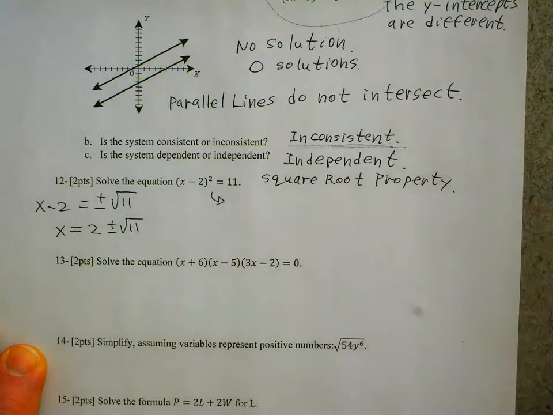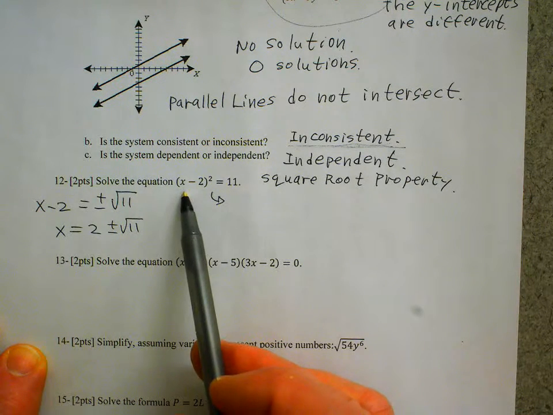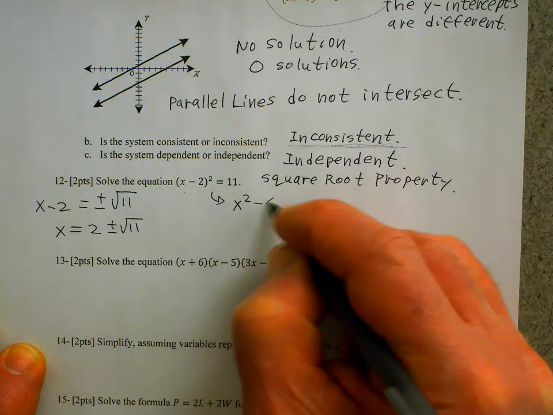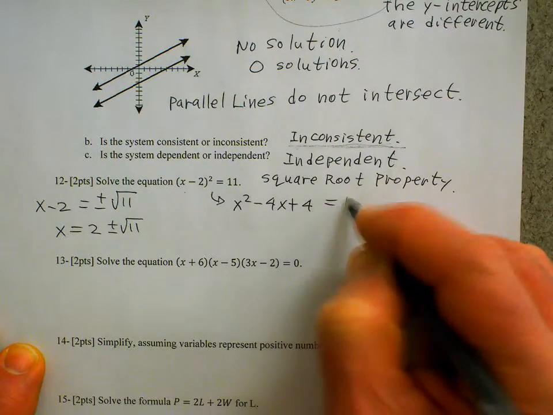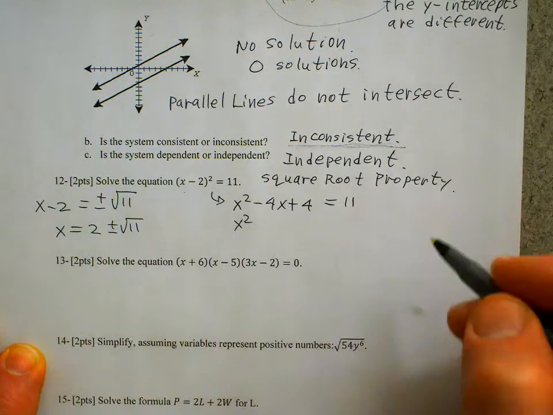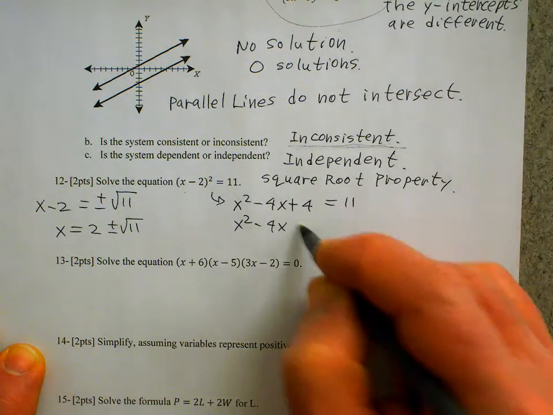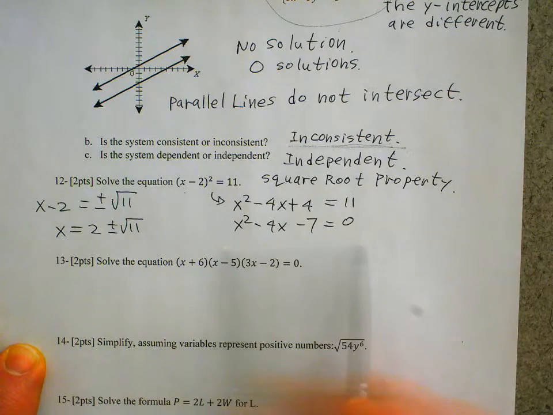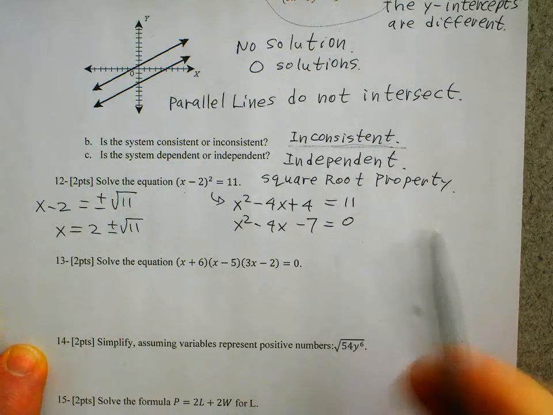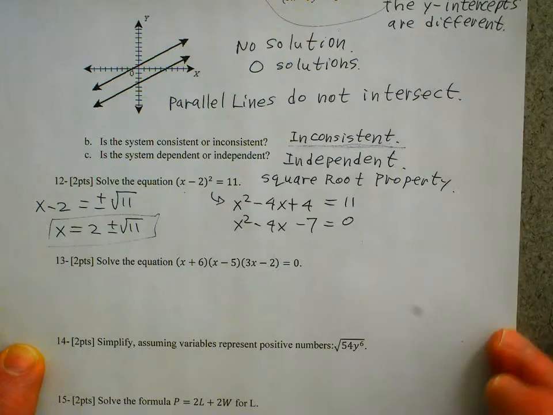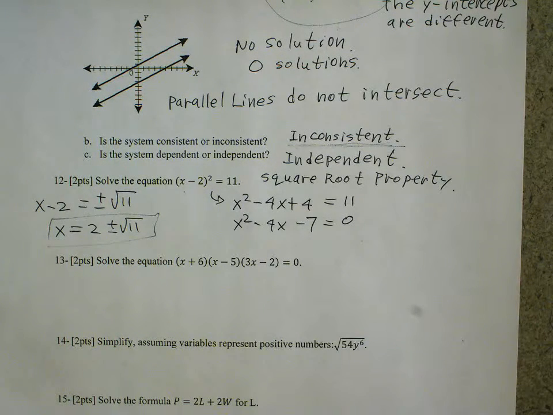A more time-consuming way, I won't go through the whole thing this way, but if you square the binomial x minus 2, x squared minus 4x plus 4 equals 11, get the equation in standard form by subtracting 11, x squared minus 4x minus 7, and then using the quadratic formula, you'll still get the same results. But as you can see, that approach will take more time than just applying the square root property.